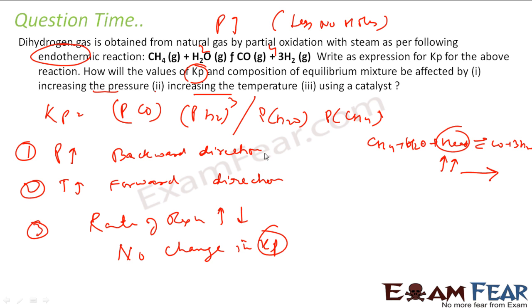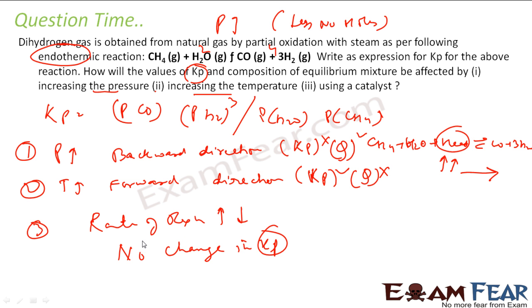One more thing, when you increase the pressure, Kp is not changed. Here Kp is changed. As I told, Kp is changed only when you increase or decrease temperature. Here Q is changed. Here Q is not changed. So in this case the Kp will not change. Pressure increase, Kp will not change, but the reaction moves in the backward direction because the Q changes. When temperature is increased, Kp is changed and the reaction moves in the forward direction and the Q doesn't change.